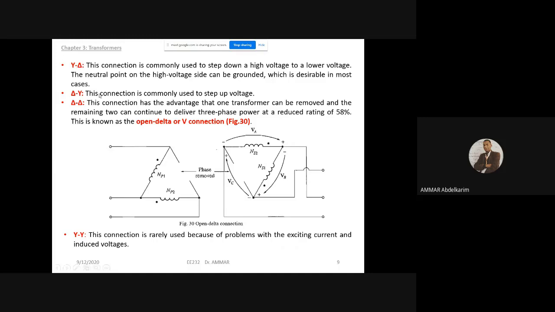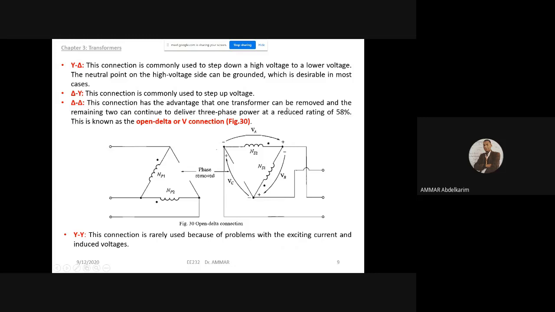We know that the voltage in Y is more than the voltage in delta, because we have phase to phase voltage and we have phase to ground voltage, while in delta we have only 1 voltage. So this connection is commonly used to step down from high to low voltage, where the neutral point is on the high voltage side, and can be grounded. Delta-Y connection, this connection is commonly used for step up voltage transformers.